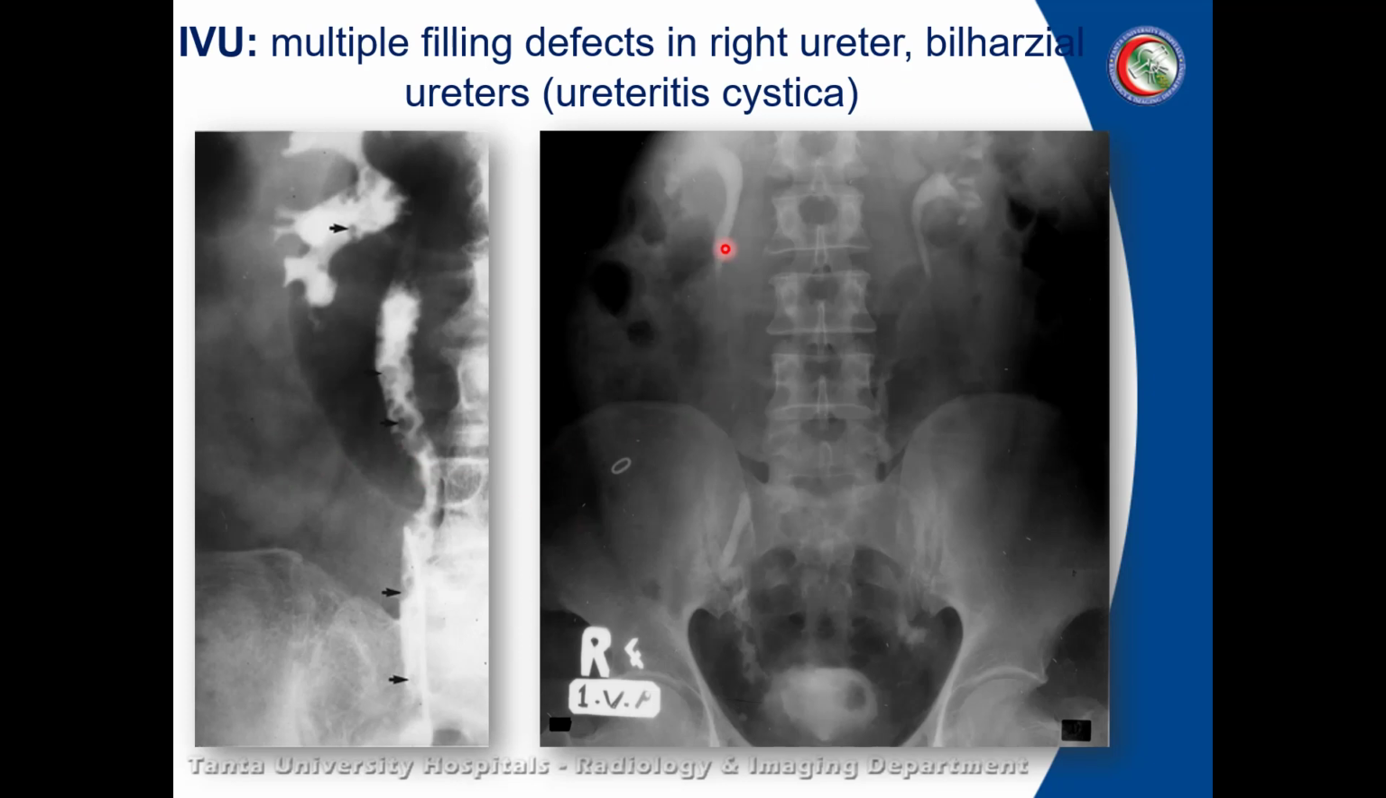Another picture, this is IVU. This is excretion of contrast in the urinary system. There are multiple variable-sized rounded filling defects along the course of the renal pelvis and ureter till its lower end. This is a case of bilharzial ureters, or ureteritis cystica, and the full comment is IVU showing multiple filling defects in the right ureter, or bilharzial ureter or ureteritis cystica.